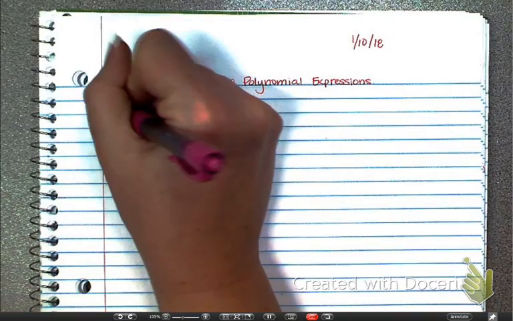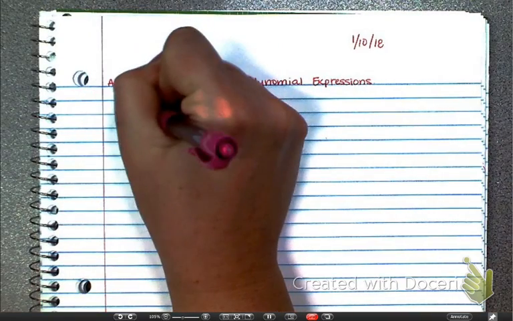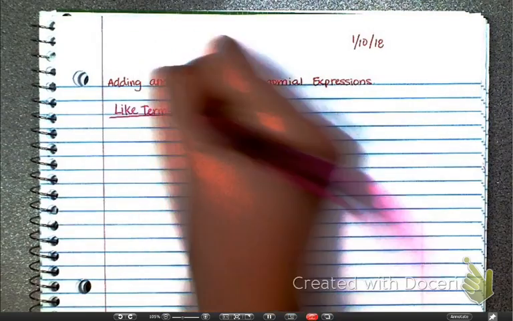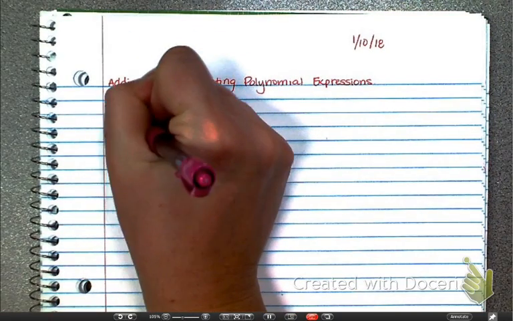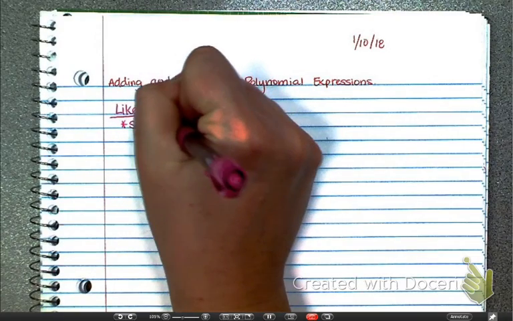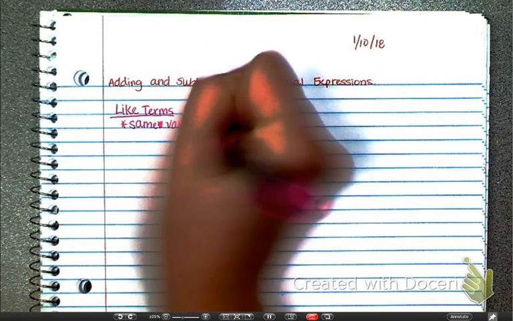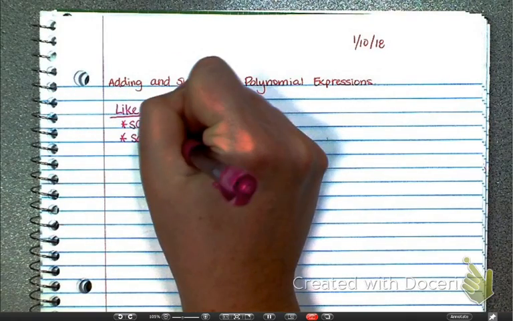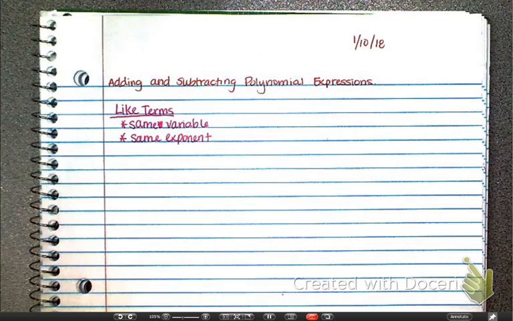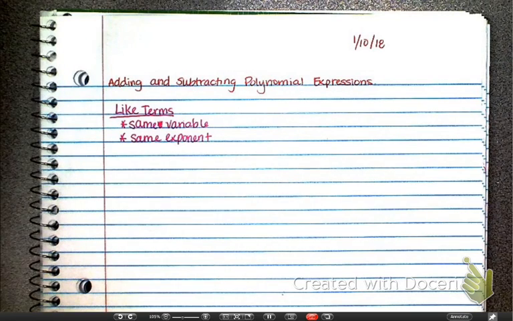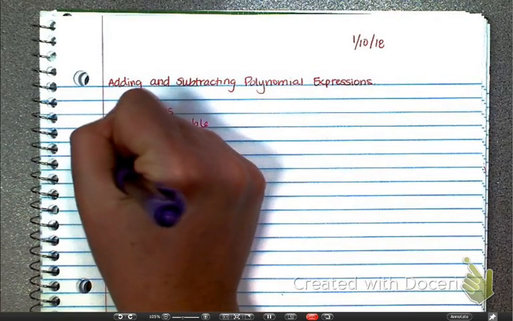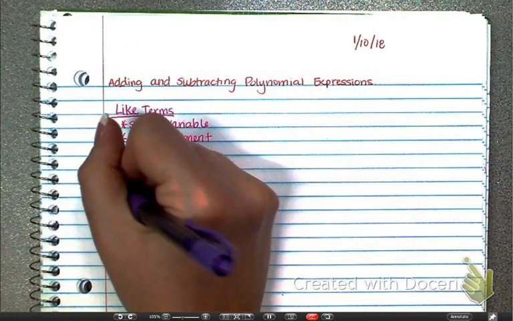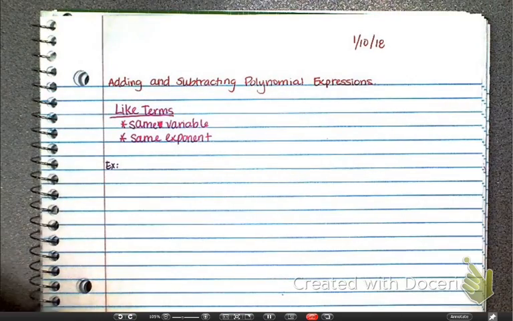Okay, so in order for terms to be like terms, there are two qualifications we need to have. We need to have the same variable, and those variables have to have the same exponent. Okay, so like terms have the same variable and the same exponent. We will be combining the coefficients, so the numbers out in front of those variables. Now, it might be helpful to have multiple colors with you so that you can highlight and underline what you need to as we go through.